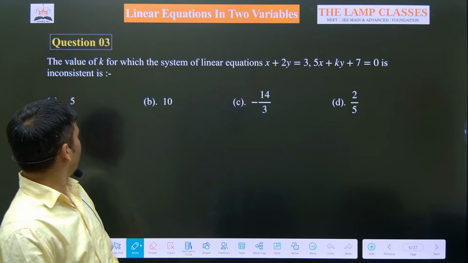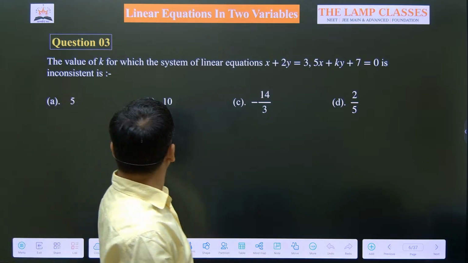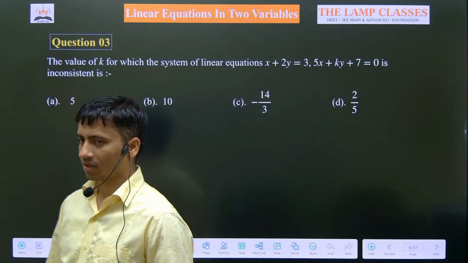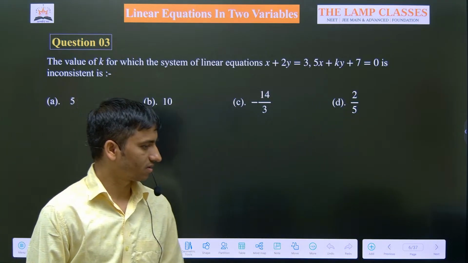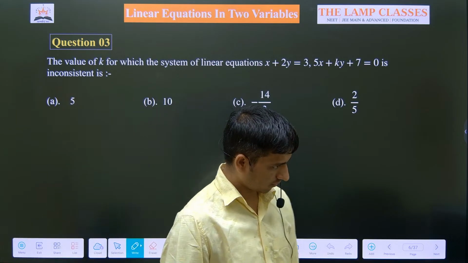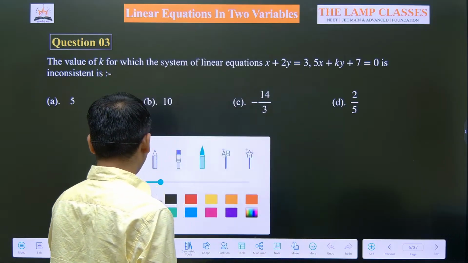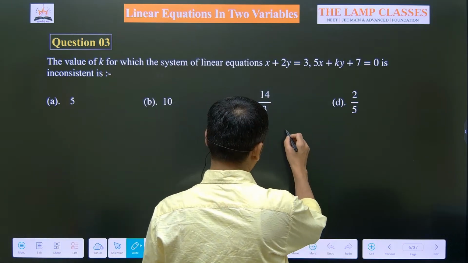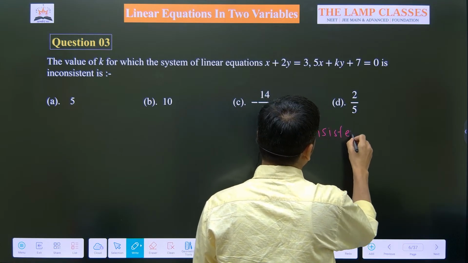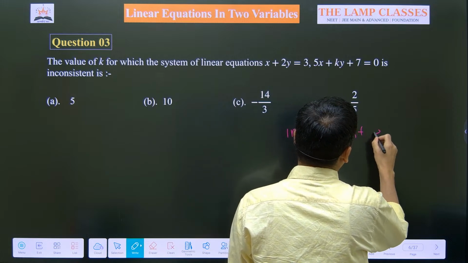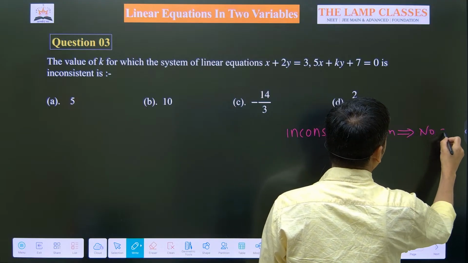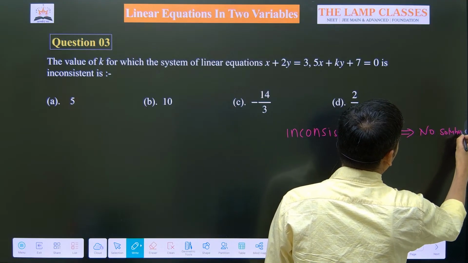For what value of k is the system of equations inconsistent? What do you understand by inconsistent? Inconsistent equations means no solution actually, okay? That means you can say parallel lines.